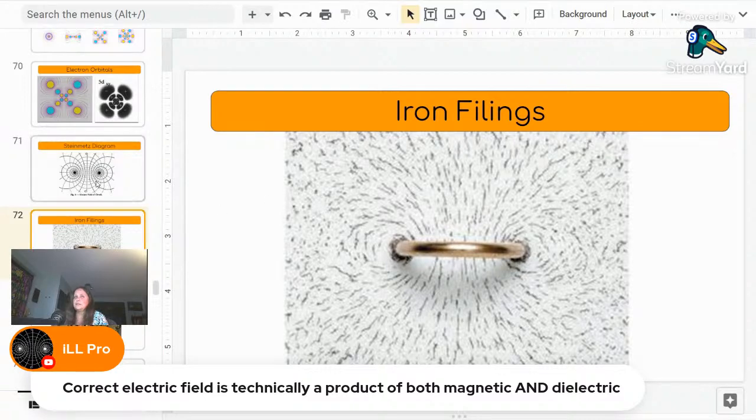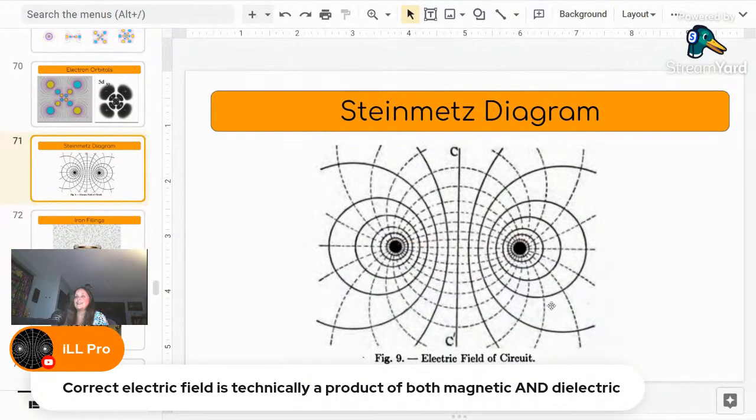And really, in reality, these are two sides of the same field. It looks like there's two fields, but this is really kind of two sides of one field, which Steinmetz referred to as the electric field. So this whole diagram here is the electric field of a circuit.